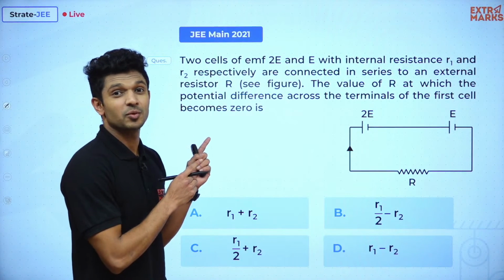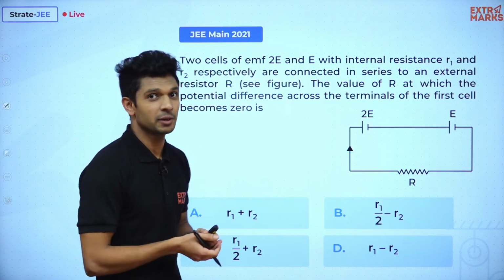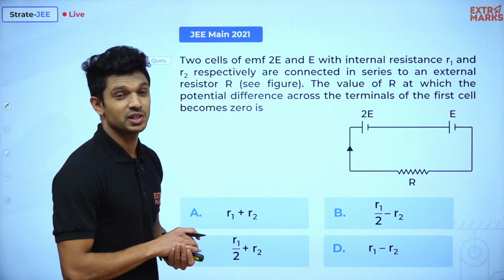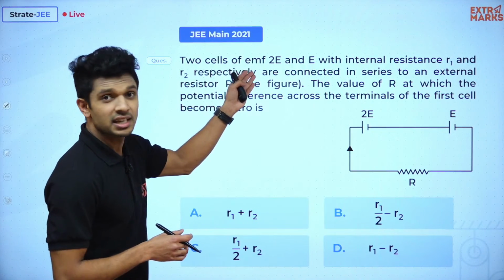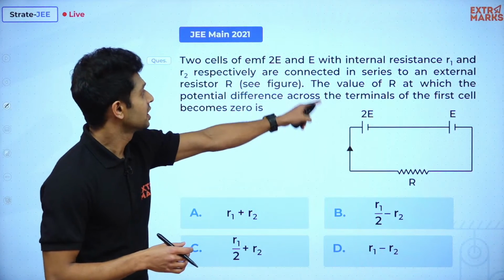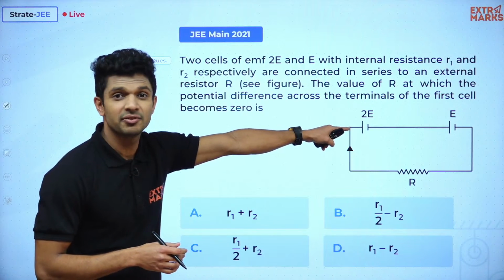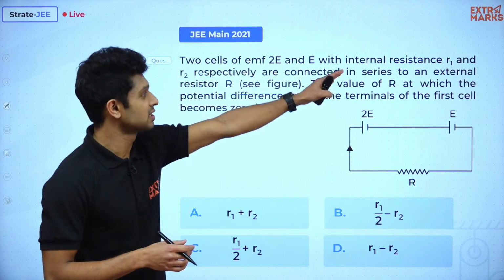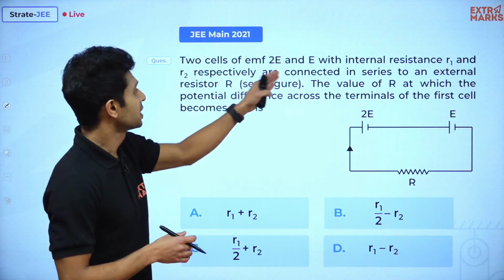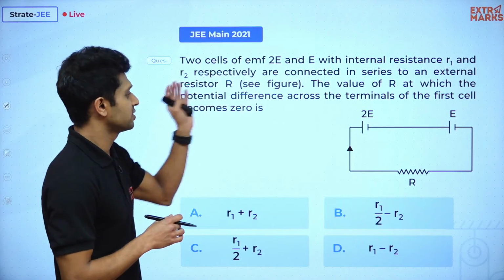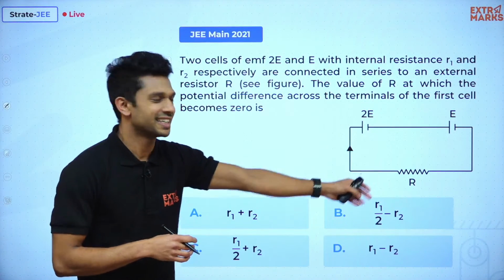Okay, so this is a question from combination of cells. Be alert, okay? It is a question from 2021 JEE Main. We have 2 cells, EMF 2E and the other one with E. Internal resistance, though it is not marked in the figure, you have to know that there is internal resistance for each of them, R1 and R2 respectively, and they are connected in series to an external resistor R over here. You can see that, right? Okay.